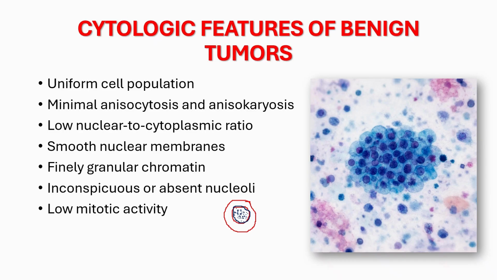The nuclear membrane will be smooth and the chromatin is finely granular because the cells are not rapidly dividing. So the chromatin will be finely granular and there will be absent or inconspicuous nucleoli. Only in rapidly dividing cells will nucleoli be visible, and there will be lower mitotic activity. This means benign tumors are not rapidly dividing. That's why all these features are normal or show only a little variation in these benign tumors.